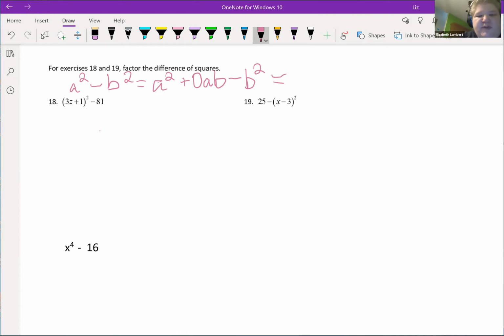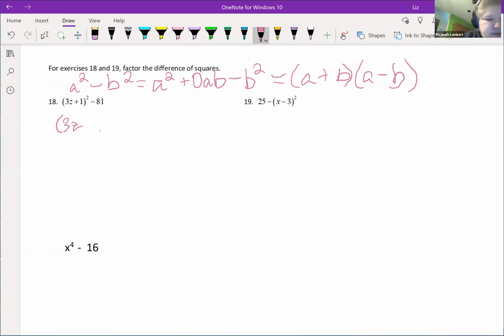So once we have those opposite signs, then our factoring is a plus b and a minus b. If you're using this like a formula, you just have to figure out what the a is and what the b is. So here I have ugly squared minus 81. Well, I know 81 is 9 squared. And my ugly here is the placeholder for a. So I'm going to use it like that.